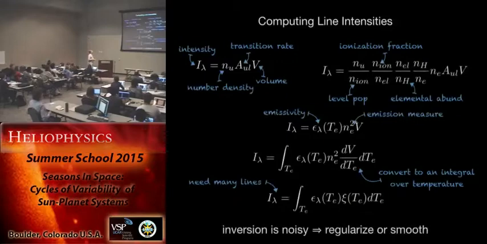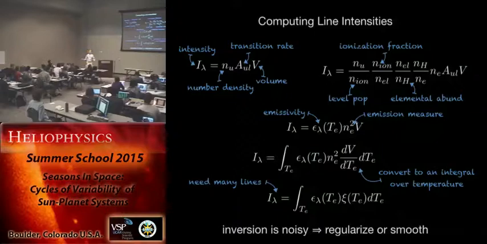You really need to know basically everything there is to know about the solar atmosphere in order to do this calculation. All right, so you do some manipulation, and we won't go into the details here, but basically you end up with an integral equation. This is your intensity. This is your emissivity, everything that you think you know about the atomic processes put into a simple function of temperature. And this is the emission measure, an empirical description of the solar atmosphere.